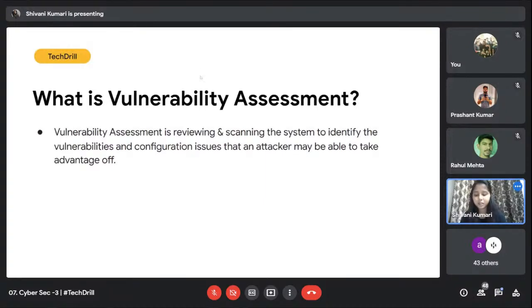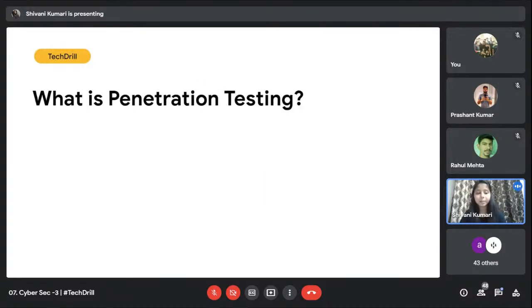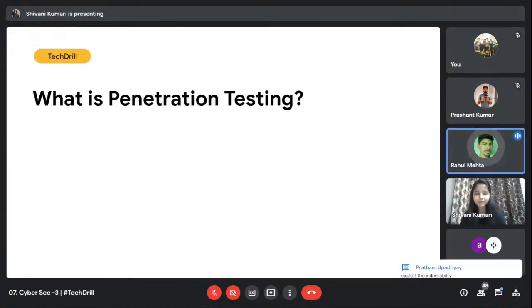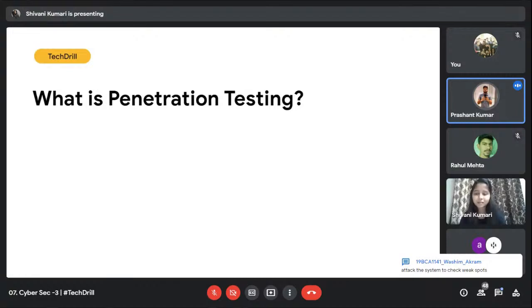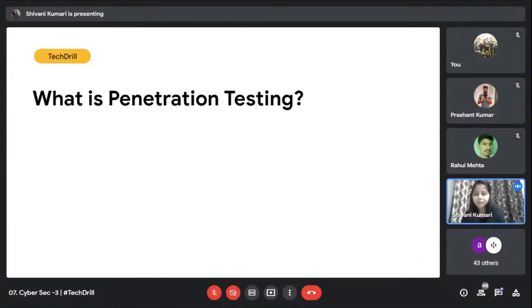So there's another question for you. What is penetration testing? Exploiting the vulnerability. Okay. It is a way to fix that vulnerability. Okay, nice. Scanning the network. This comes under vulnerability exploitation. Yeah, exploiting.